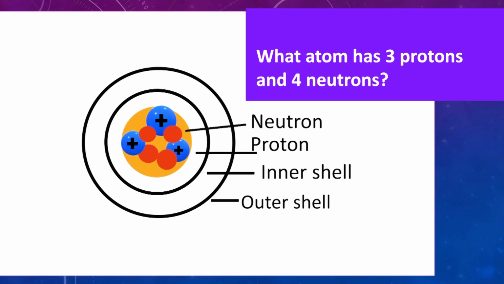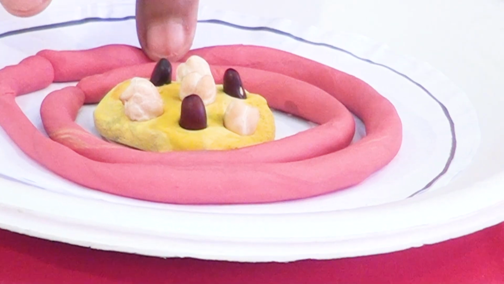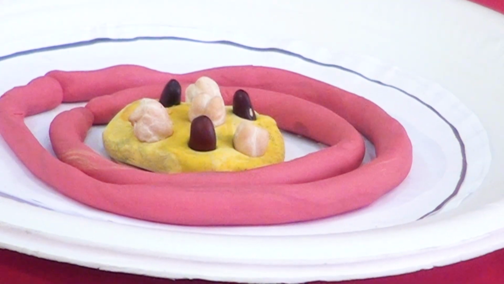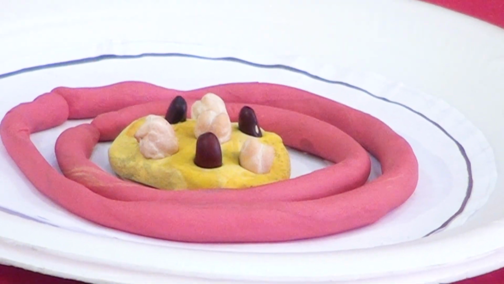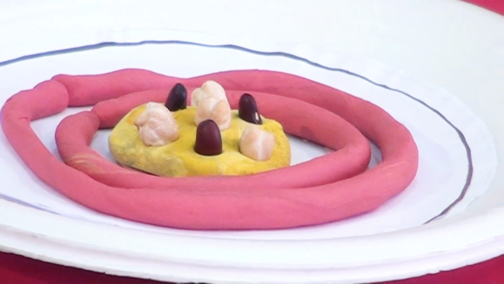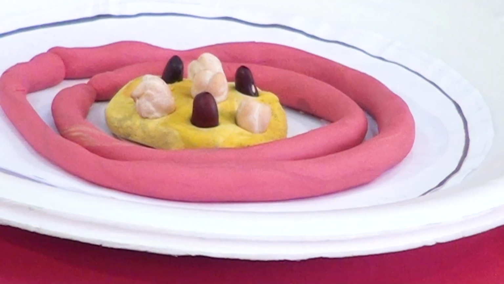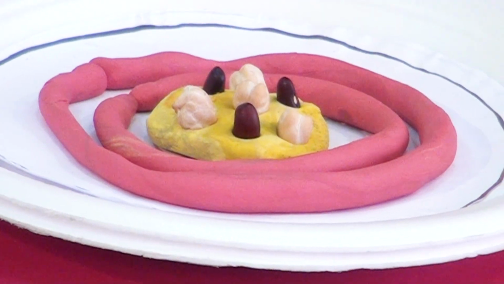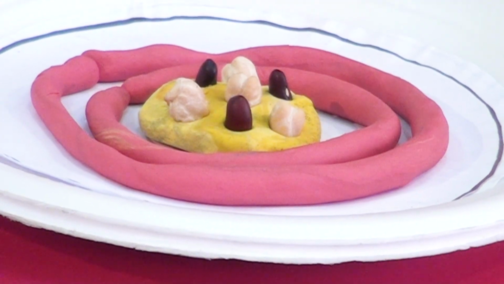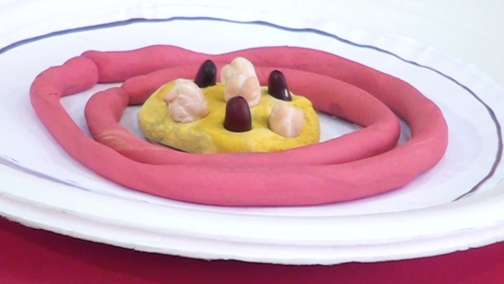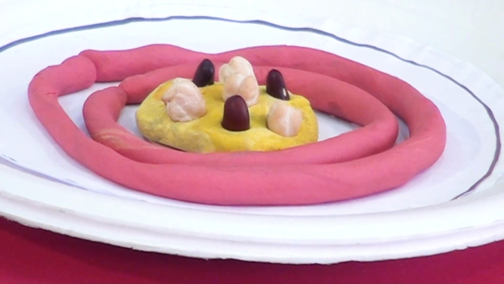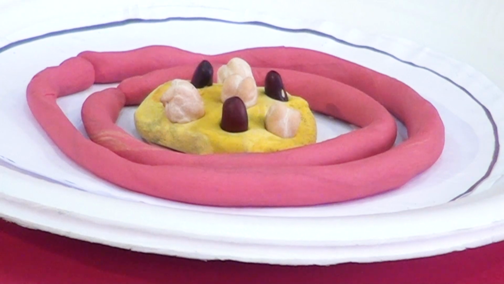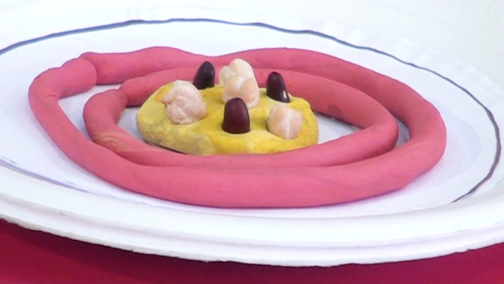Now if I have 3 protons and 4 neutrons in this atom, how many electrons do I need orbiting the nucleus? So my split peas will represent my electrons. And notice in this case, my split peas are much finer, right? And you would know that based on relative mass, the mass of the electron is very negligible. So it really doesn't contribute much to the mass of the atom, whereas the protons and the neutrons have a much greater relative mass.